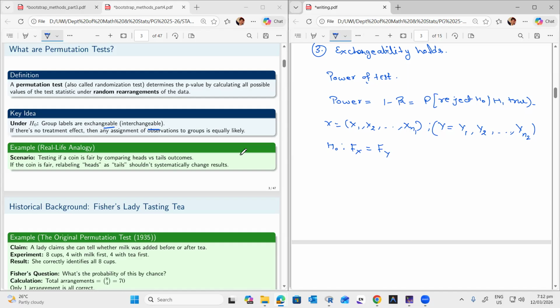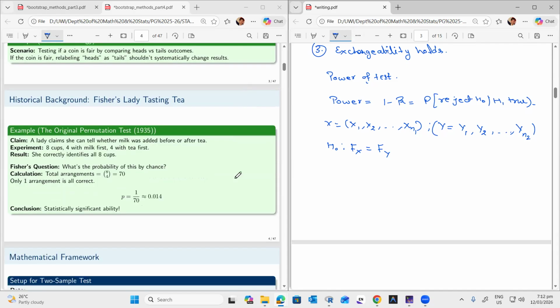It means the permutation method can be adapted to various designs like paired samples, block design, or time series by restricting the permutation appropriately. So this is the importance of the permutation test here.